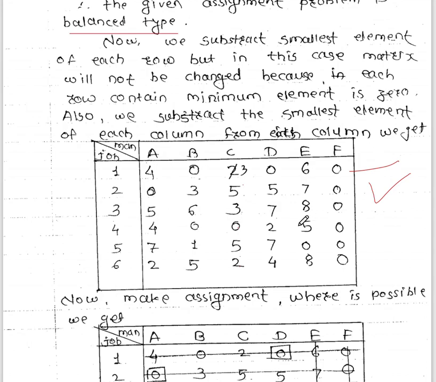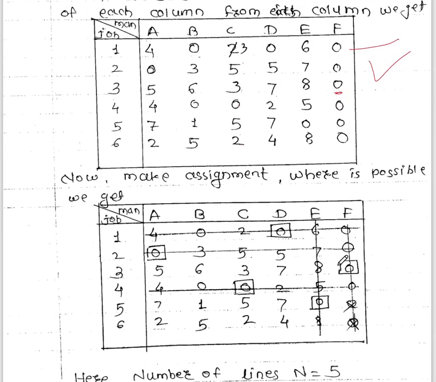In the third row there is only one 0, so we can assign 0 here and cross this first column. In the fourth row there are 2 zeros, so we can skip this. In the fifth row there are 2 zeros, so again we will skip this. In the sixth row there is a 0 at this position, but there is already a cross, so we cannot make a 0 assignment here.